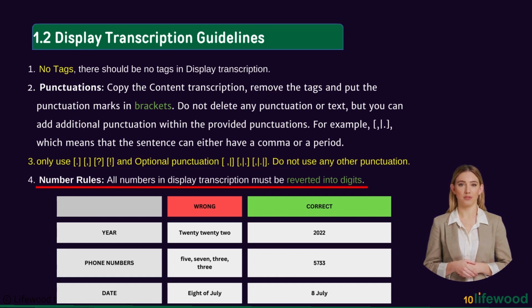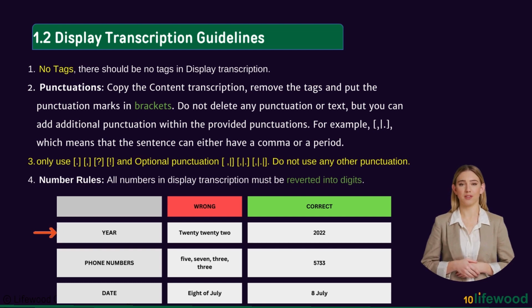For number rules, all numbers in display transcription must be reverted into digits. For example, the year 2022 must be written in digits and not spelled out. Phone numbers such as 5733 as well. And the date July 8th, the 8 must not be spelled out.